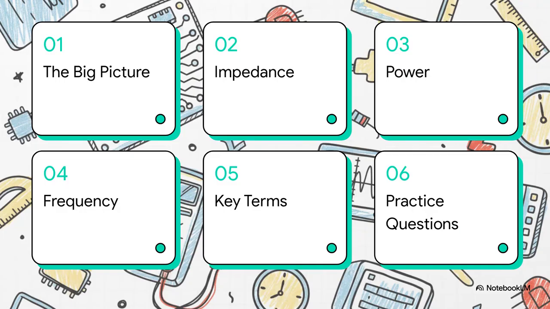Okay, here's our game plan. First, we'll get the big picture on why we even bother with all this. Then we're going to dive into the three big ones: impedance, power, and frequency. After we nail those down, we'll do a quick-fire recap of the key terms and then hit you with some practice questions to see what stuck. Sound good? Let's get into it.